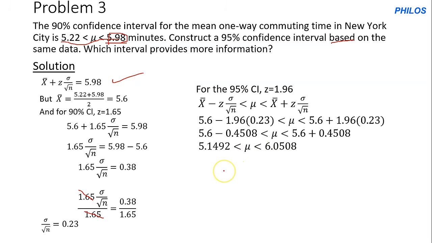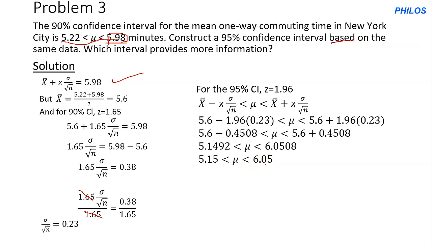So you can decide to leave your answer in 2 decimal places. So this in 2 decimal places will be 5.15 and this in 2 decimal places will be 6.05. Remember that if you leave this in 4 decimal places, make sure the other side is also in 4 decimal places. If you leave this in 2 decimal places, make sure the other side is also in 2 decimal places. So one can be 95% confident that the mean is between 5.15 and 6.05.